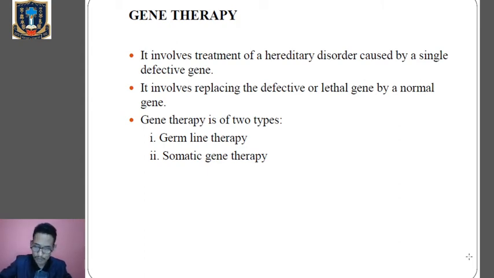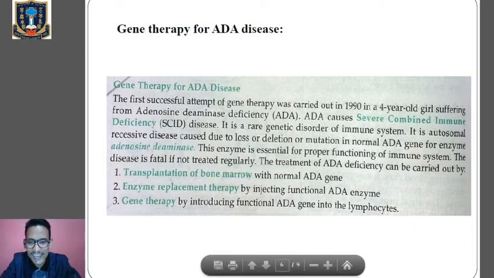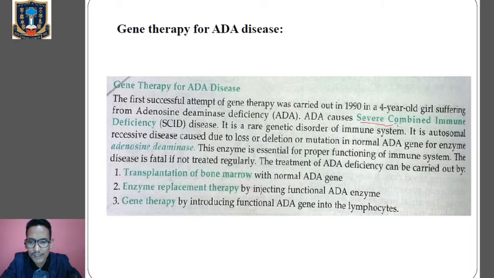Clear? So now we will learn about the gene therapy for ADA disease. ADA means adenosine deaminase deficiency disease. Okay, so the first successful attempt of gene therapy was carried out in 1990 in a 4-year-old girl suffering from adenosine deaminase deficiency disease, ADA disease, and the deficiency of this ADA causes a disease called SCID. SCID means severe combined immune deficiency disease.